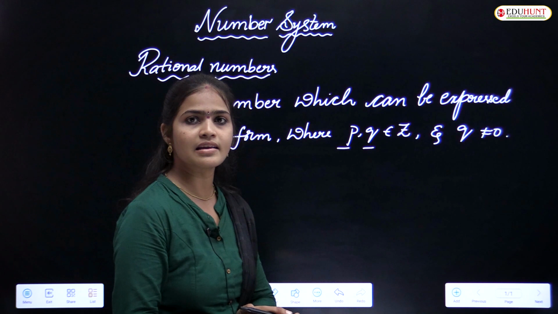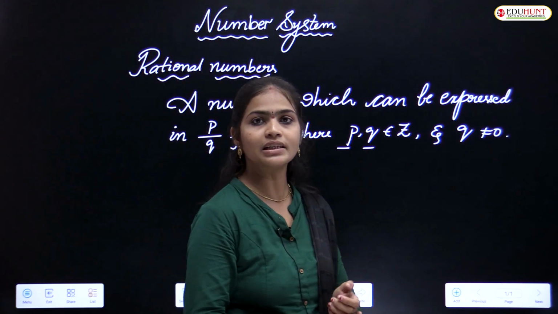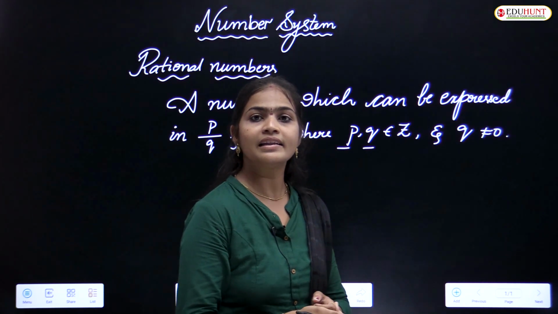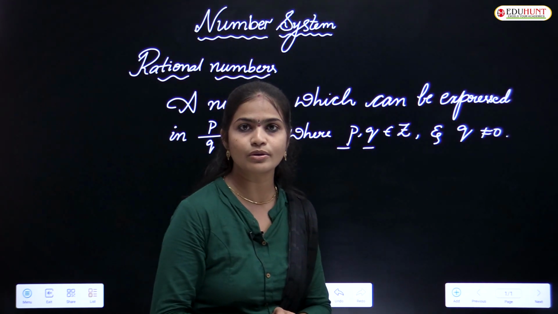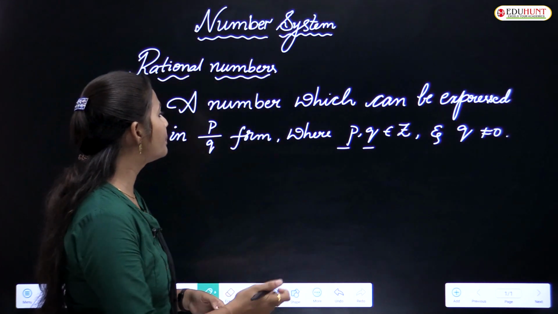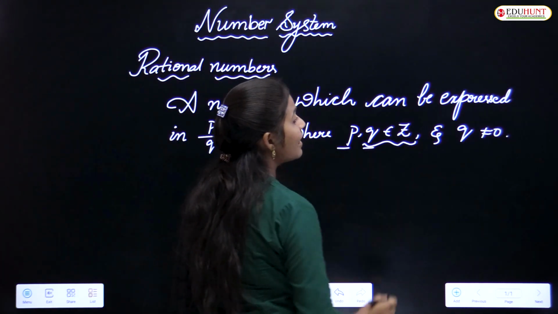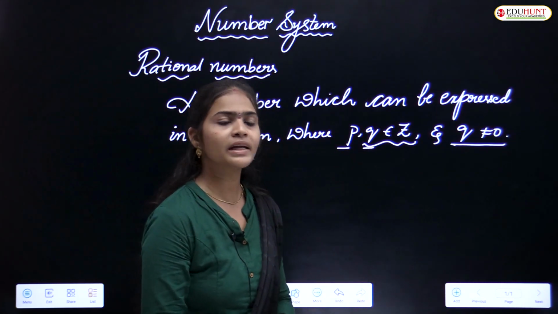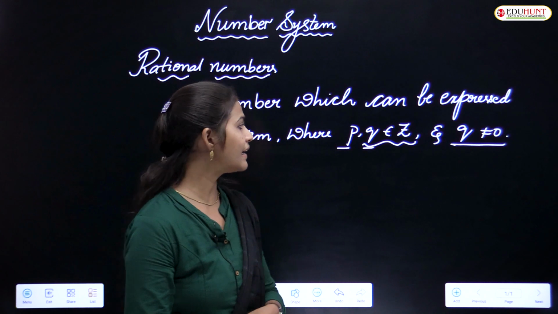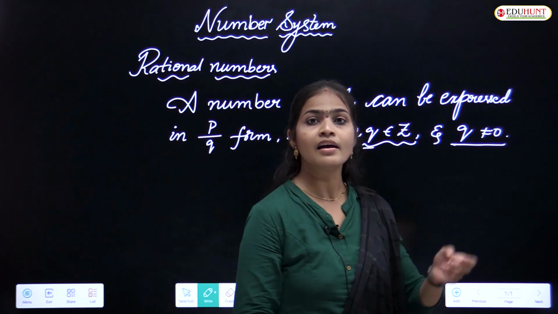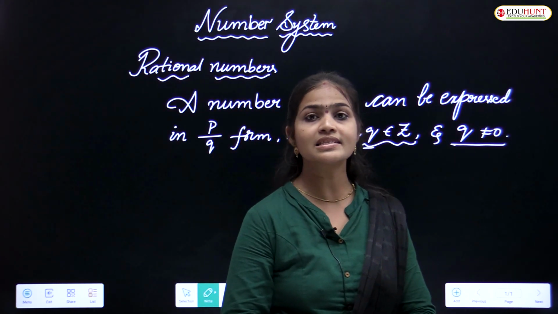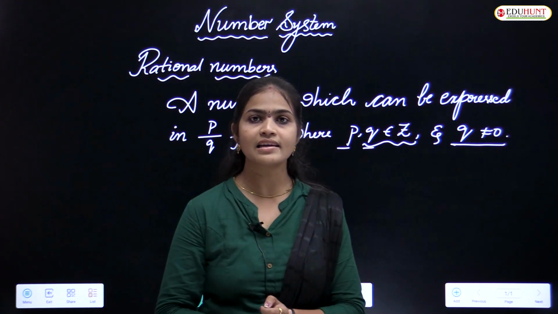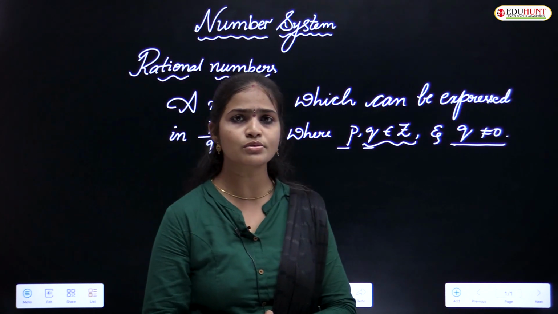Why? Because integers include negative values as well as positive values, and in the integers we have 0 also, no? That's why P and Q should be integers, and one more condition, Q not equal to 0. Maybe you may get a doubt here. Madam, you are saying P and Q are integers, but you gave another condition, Q not equal to 0. Why? Because 0 is also an integer, no? Then why is Q not equal to 0?